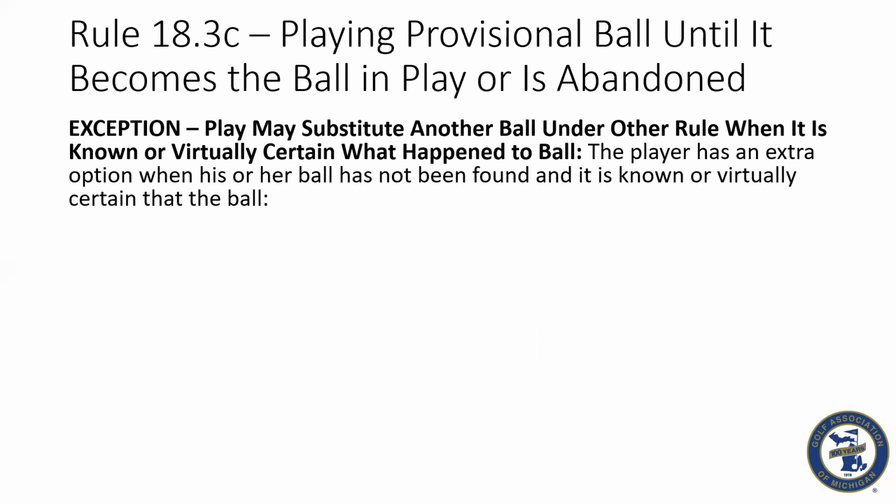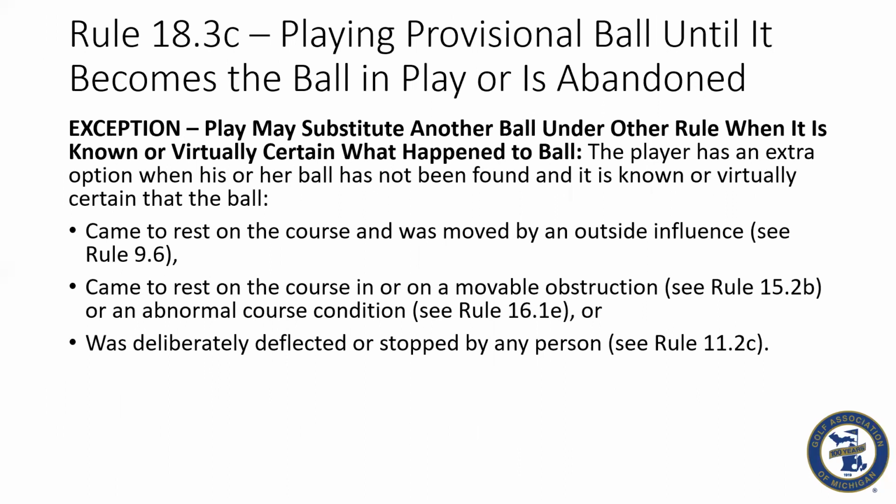All right, so an exception here though: a player may substitute another ball under another rule when it is known and virtually certain what happened to the ball. So in the same cases we talked about previously, the player can choose to abandon the provisional and take relief from these situations.